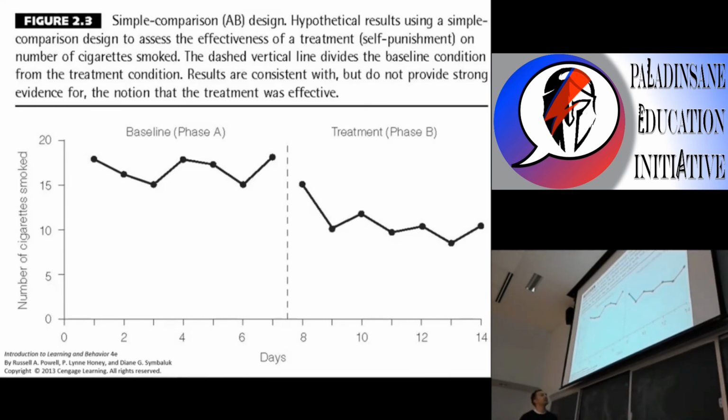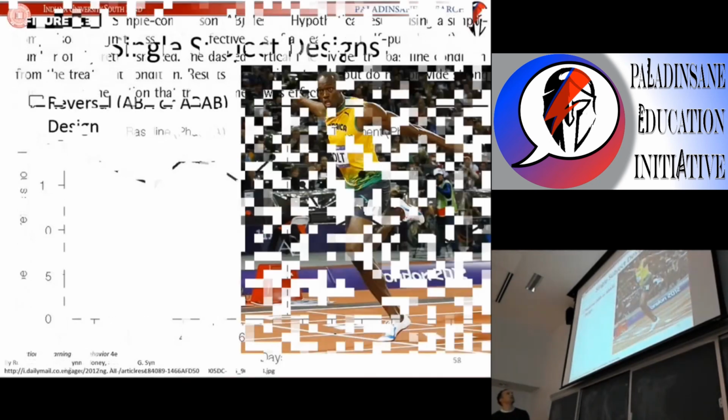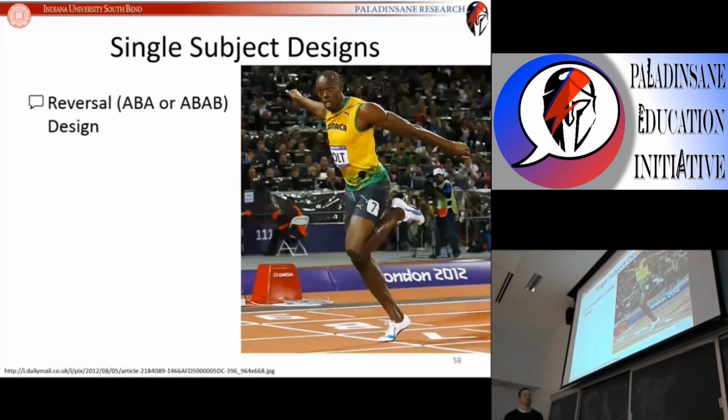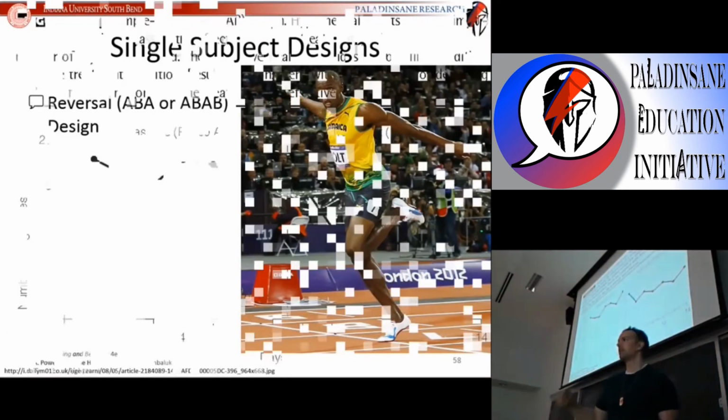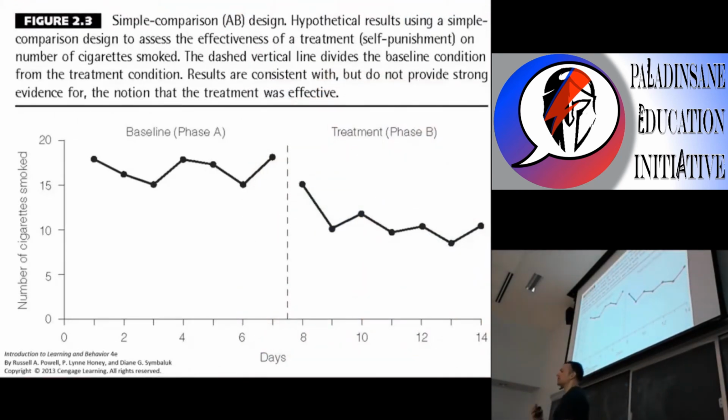So next time we're going to take a look at what does tell you whether it is the treatment. The first one we'll take a look at is the reversal design, and then we'll also take a look at the multiple baseline design. These are techniques that you can use for a single subject to know if that treatment that you designed is actually effective. Other than that, any questions before we wrap it up?